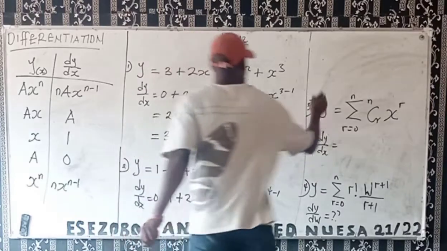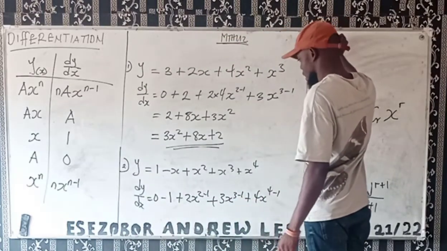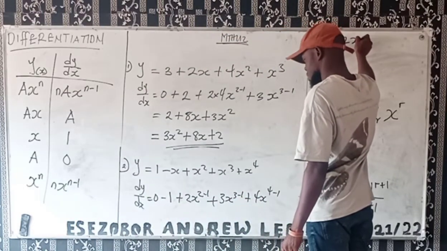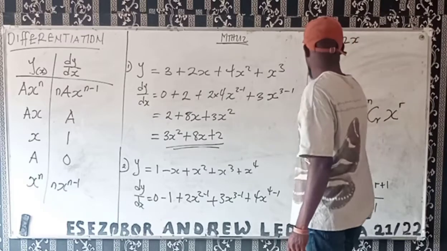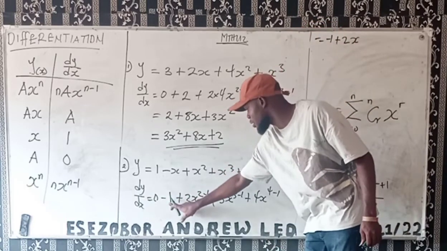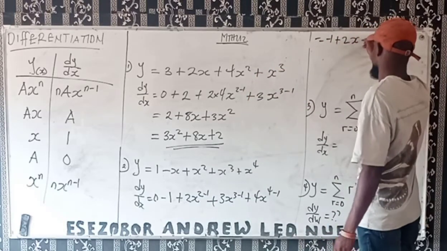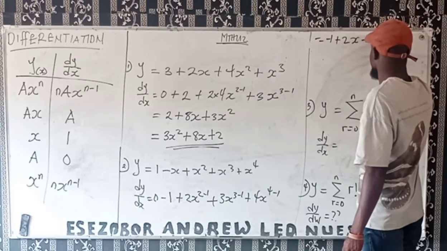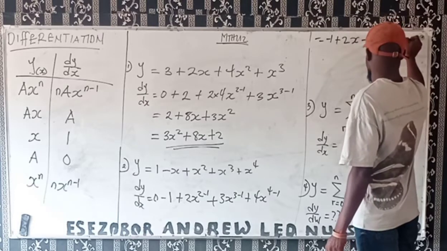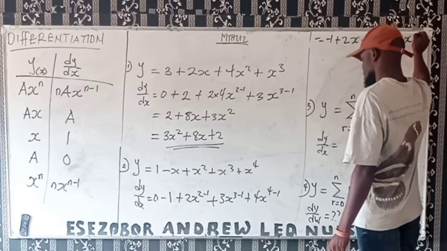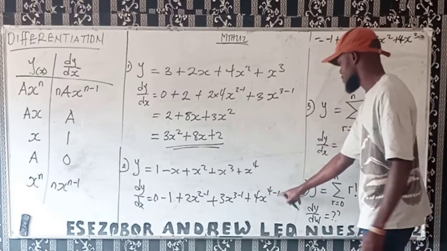So if you do that, I'm going to have minus 1, that is minus 1, plus 2x, since 2 minus 1 is 1, plus 3x squared, plus 4x cubed, because 4 minus 1 is 3.